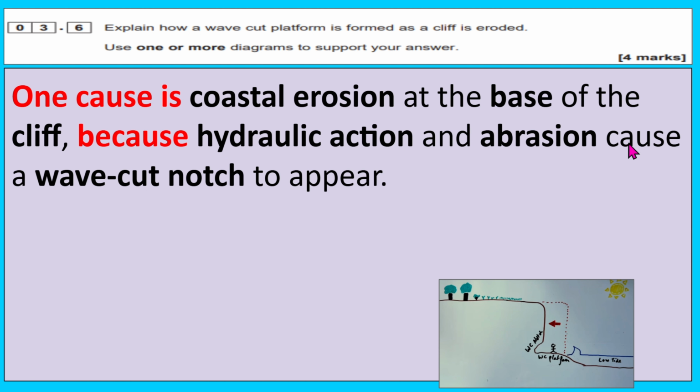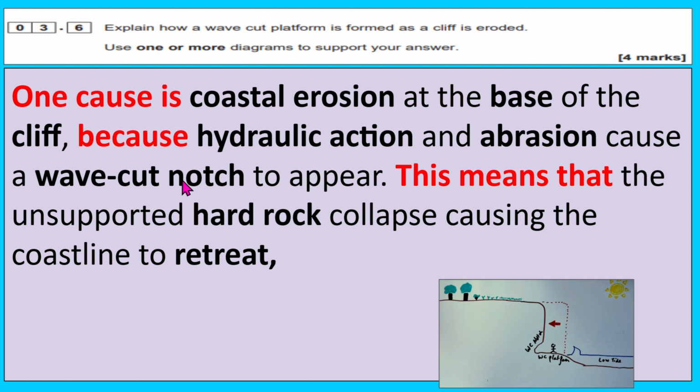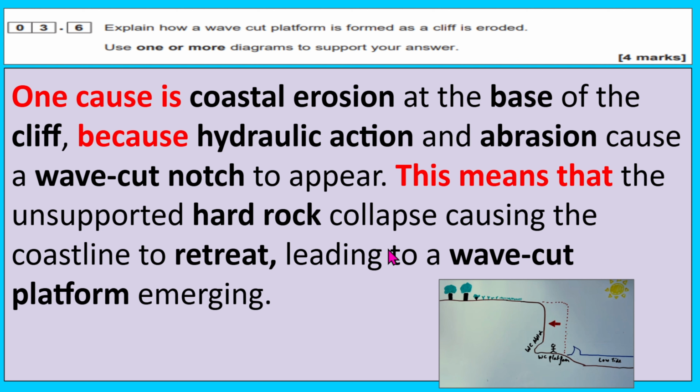Because hydraulic action and abrasion cause a wave cut notch to appear. Hydraulic action, abrasion, wave cut notch, again enough for my 2nd mark. This means that unsupported hard rock collapses, causing the coastline to retreat, leading to a wave cut platform emerging. And so here you can see how I've been able to hit most of the words in that mark scheme, and that's what's going to get me those marks.